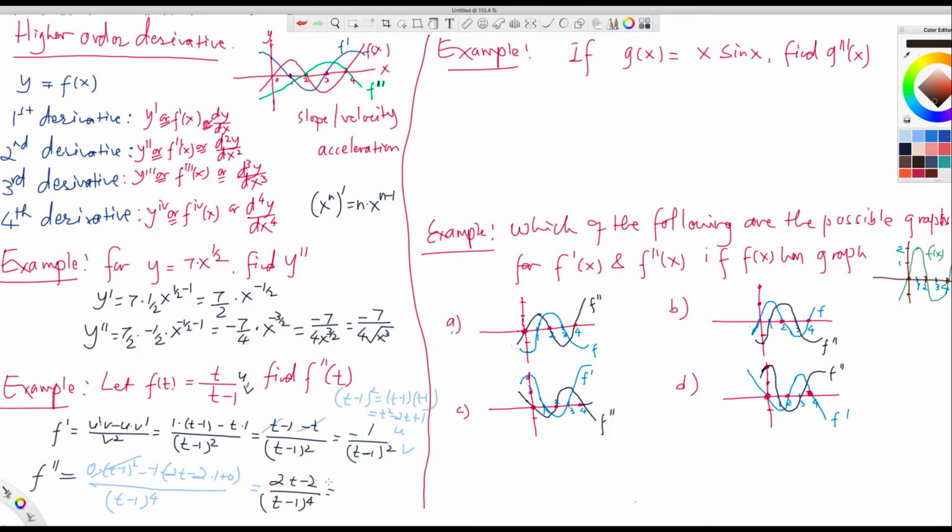But you can factor the 2 out, right? What is left is t minus 1 over t minus 1 to the 4. You see that? But you can cancel one of those, right? Because there are 4 factors of t minus 1 multiplied together. If you cancel one of those, only 3 are left. So that is 2 over t minus 1 to the third. That is the second derivative of this function.